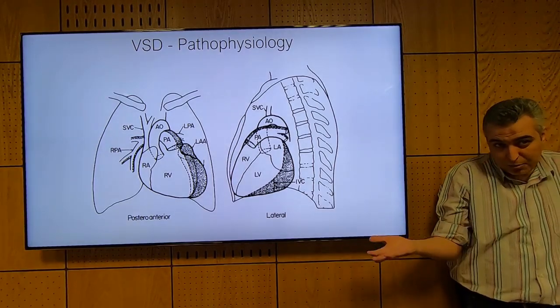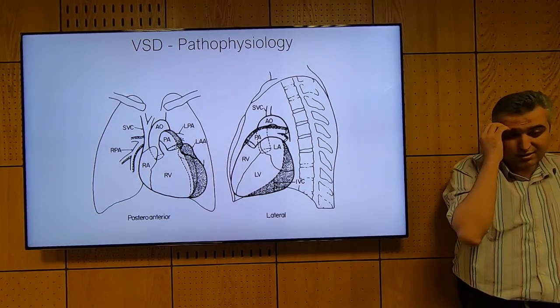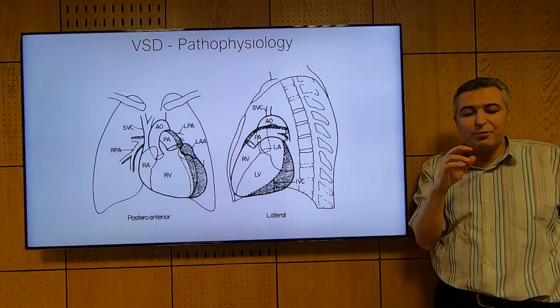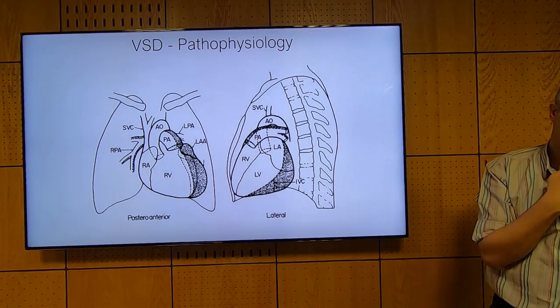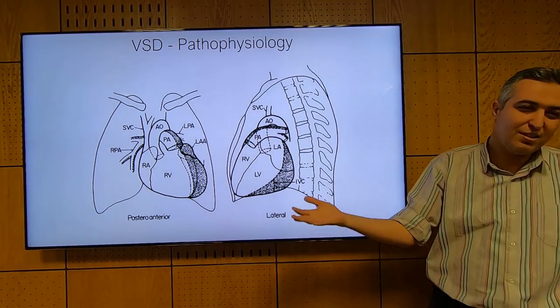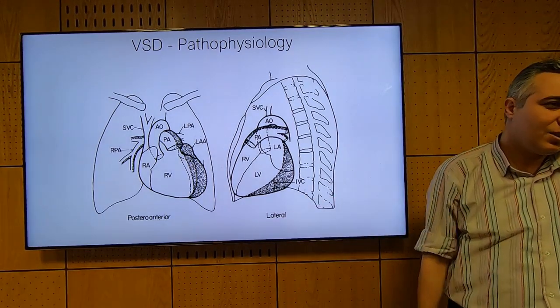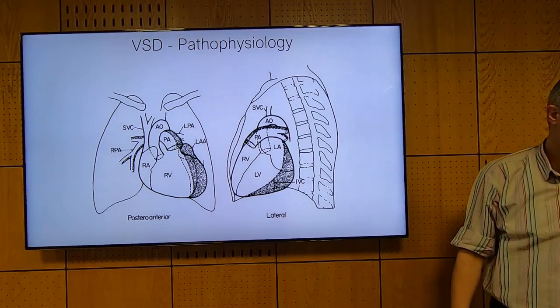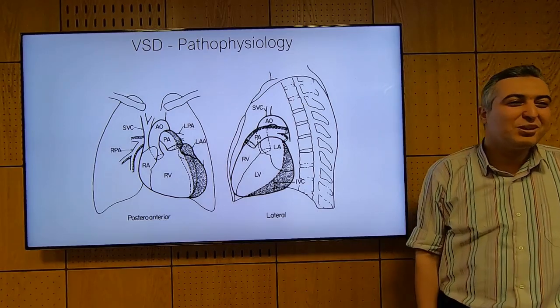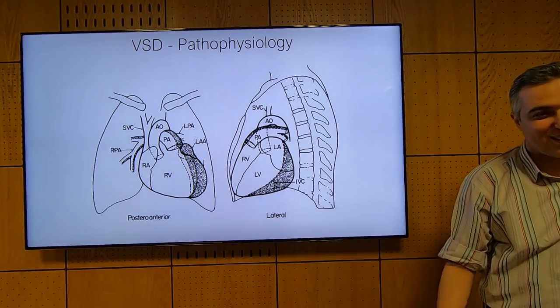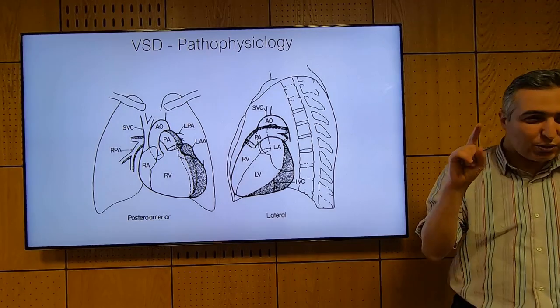There is a pressure drop? 20. Okay, let's assume the pressure drop is 30. Pressure in the RV? Yes. So the pressure in the RV is 70, the pressure in LV is 100. Would you consider that as a restrictive or unrestricted VSD? Moderate. What about if the pressure drop is 40? Respectively. Do you get what I mean?